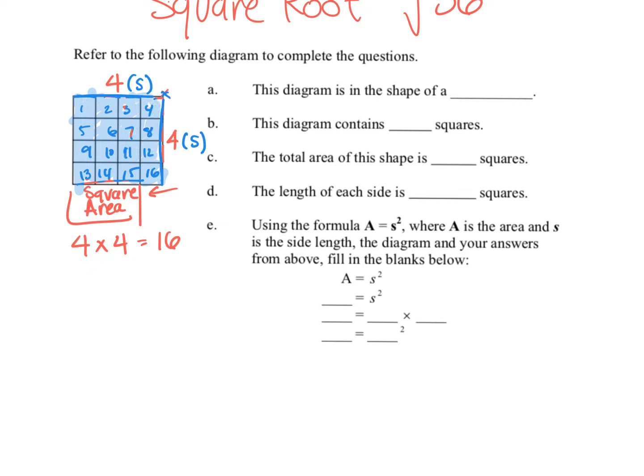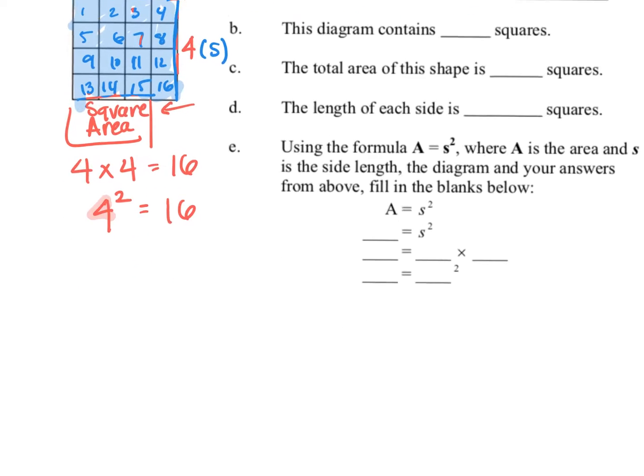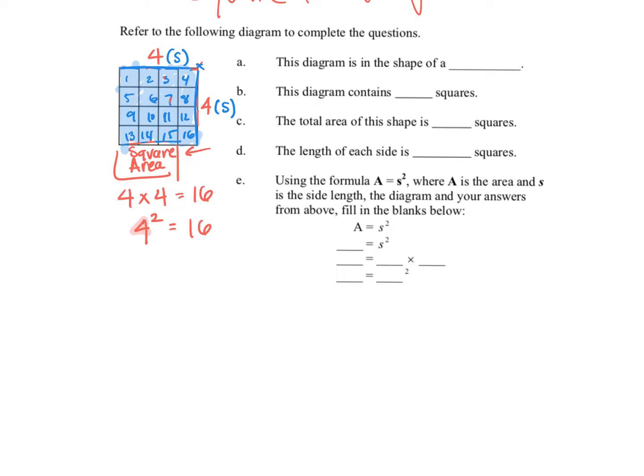So look at what you got. Isn't this just 4 squared equals 16? So now it's the same thing as saying the side times the side equals your area. Well, isn't that just s squared equals your area? So I'm going to flip it around. The area of a square is equal to s squared.